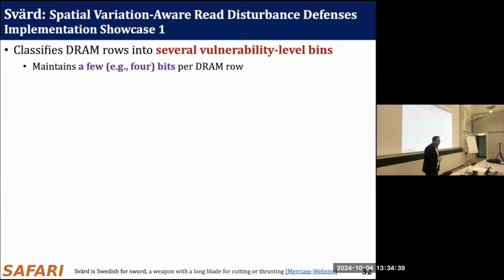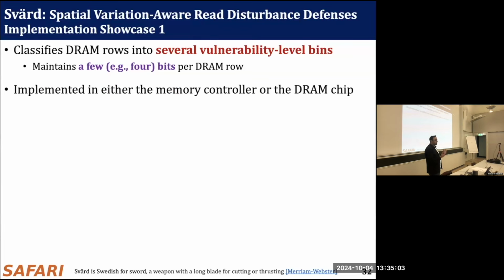Svärd classifies DRAM rows into several vulnerability level bins and maintains just a few bits per DRAM row. Let's say we define 16 different clusters, and then we classify the DRAM rows into these 16 classes, and we can identify which class a row belongs to by using 4 bits, right? So we just maintain those bits, and we can maintain them inside the DRAM chip or inside the memory controller, depending on wherever your existing read disturbance solution is.